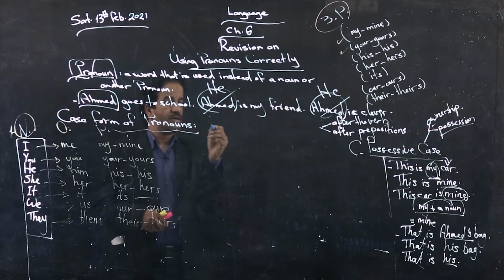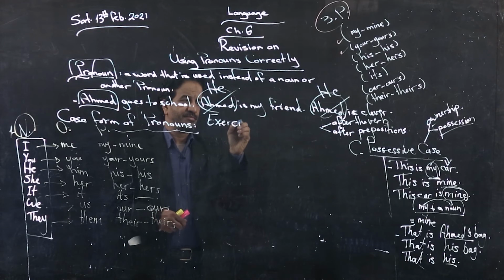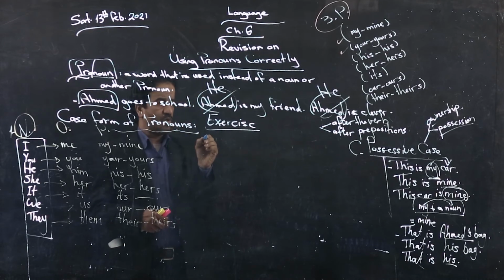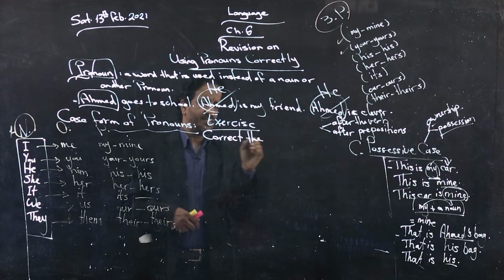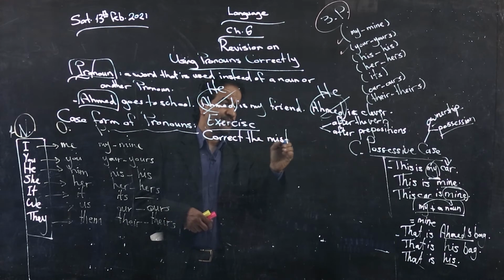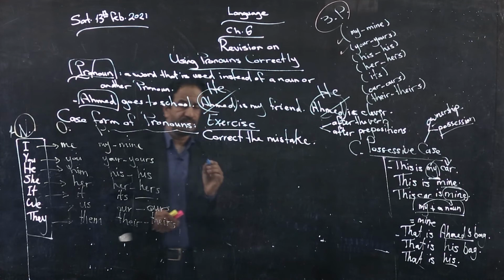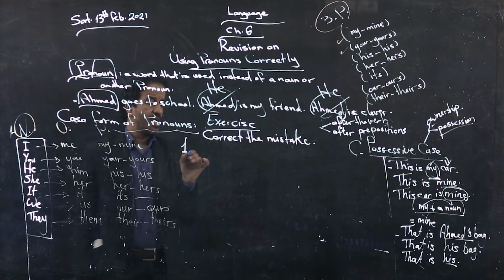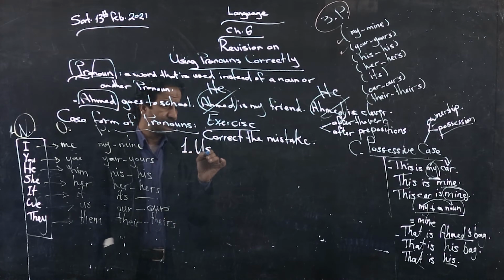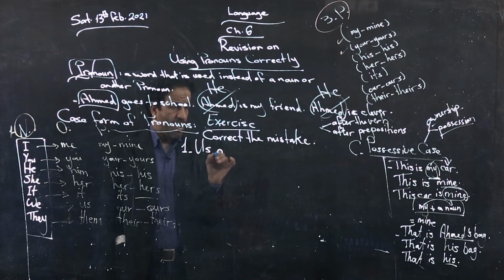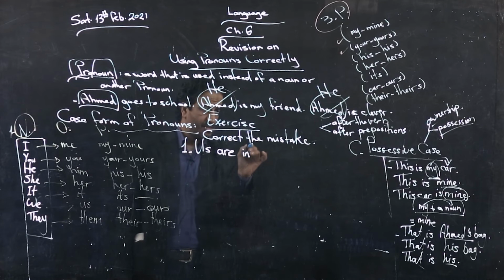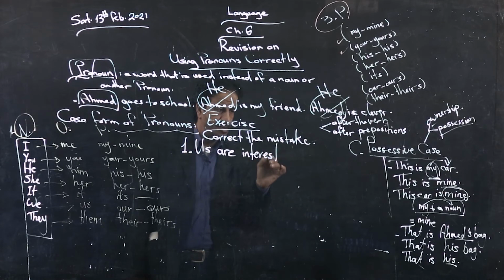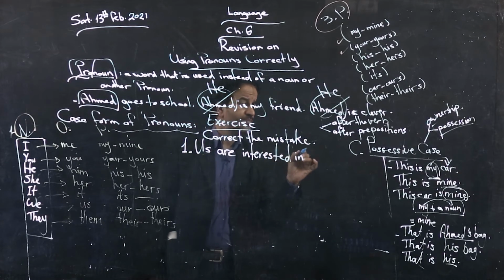Correct the mistake. Correct exercise. Correct the mistake. Number 1. Us are interested in music.